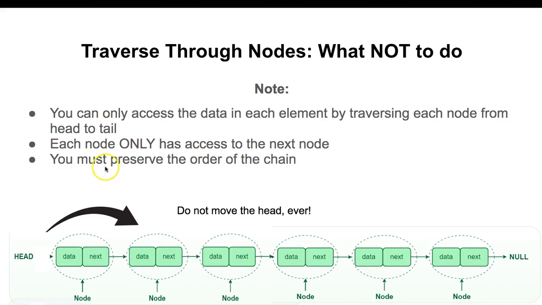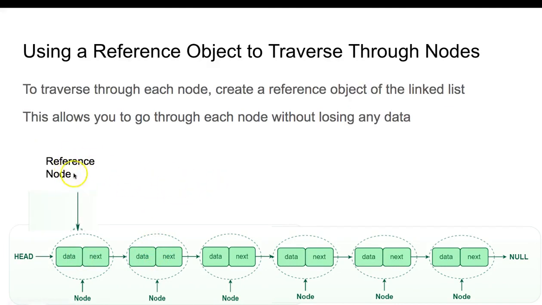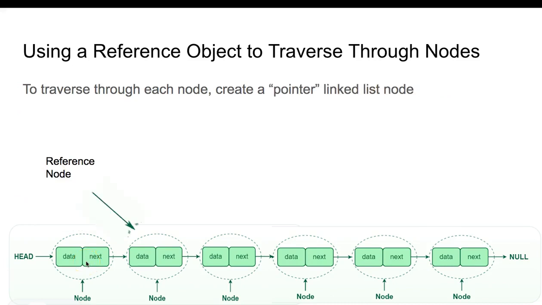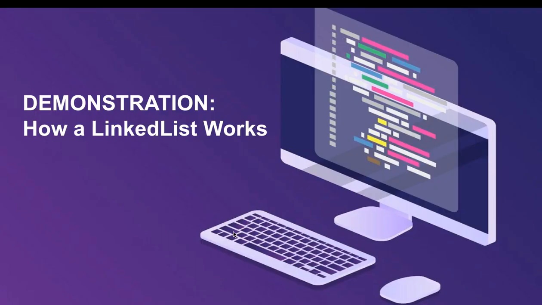So you must preserve the order of the chain by creating a separate reference node that points to the head, right? So you have your list object. Now you have another reference node object that you created separately, and that's what you use to point at the head. And then you can use it to go to the next one and go to the next one. That's essentially, conceptually, what you want to be doing to actually use this information.